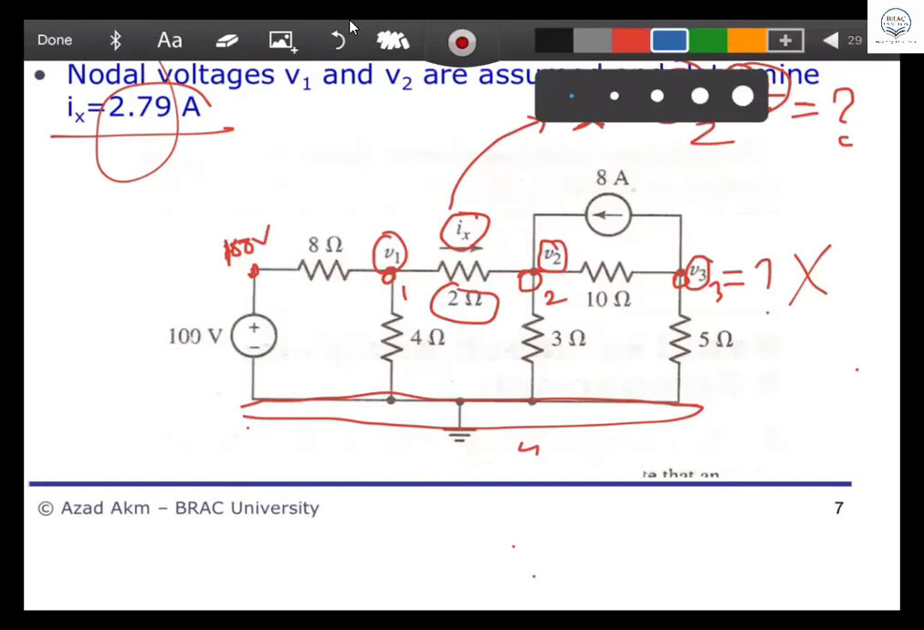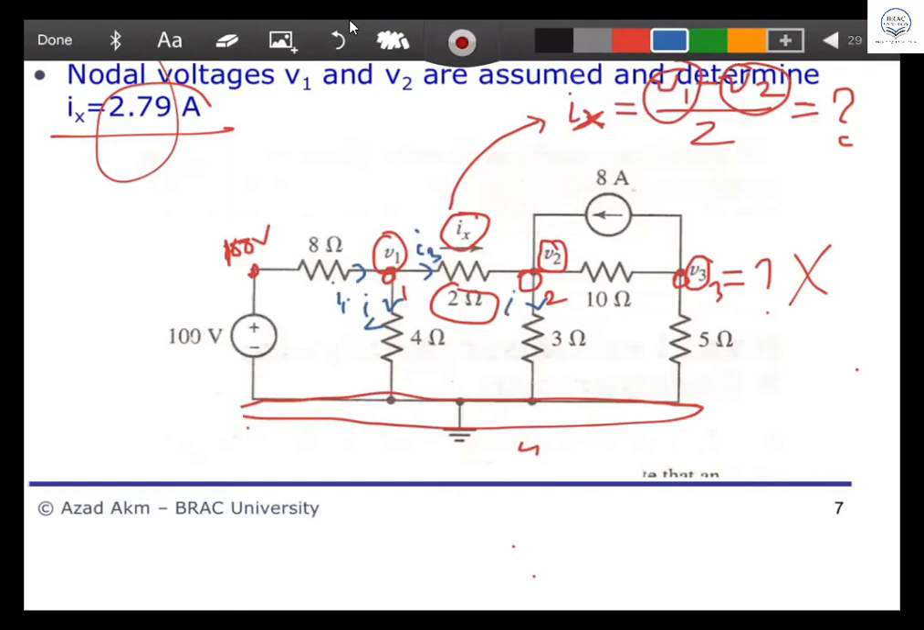Let's say this is the current flow I1, this is I2, this is I3, which is IX we can consider as well, I4. I'm just assuming this is I5, and this is I6. And this is I7 coming in, so you put in I7, then it's okay. All those things are okay. Now you can go ahead.